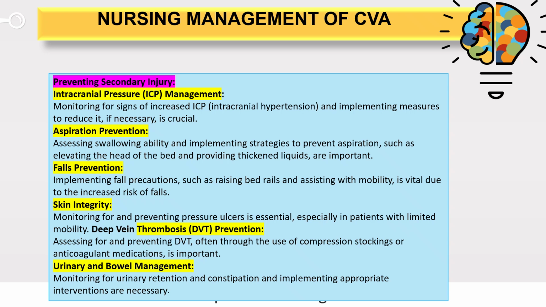Skin integrity, you have to think about preventing pressure ulcers because they have limited mobility. Next, very important is DVT prevention. You will use compression stockings. You will continue with anticoagulation medication. And urinary and bowel management, you will always look after urinary retention and constipation, because all this increases your ICP.